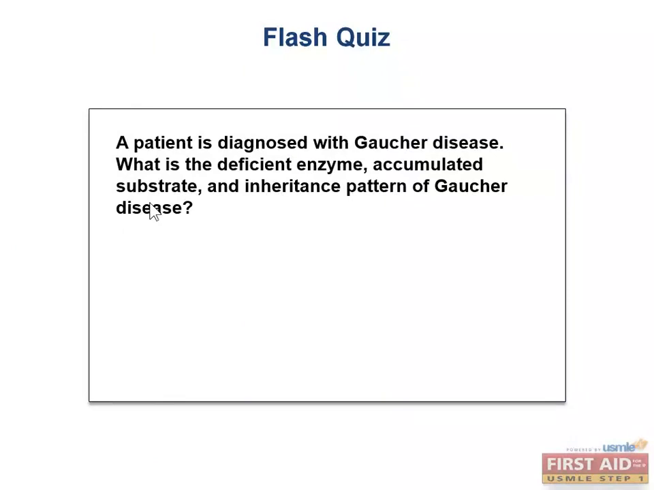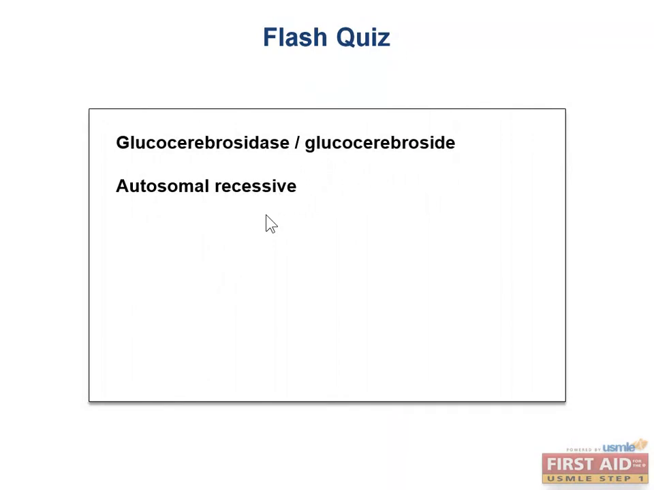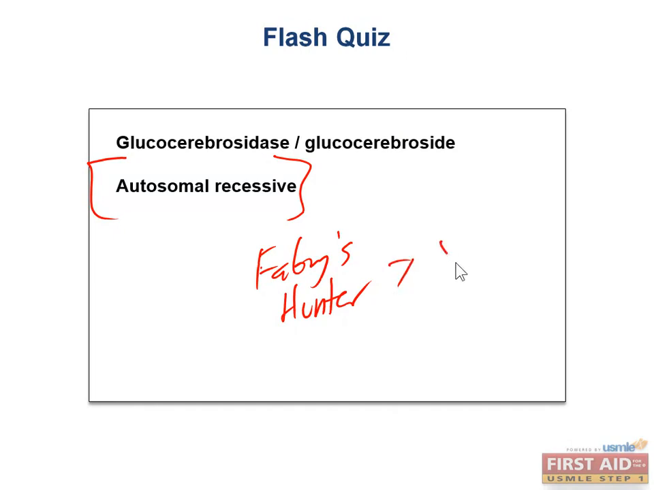A patient is diagnosed with Gaucher's disease. What is the deficient enzyme? What is the accumulated substrate? And what is the inheritance pattern of Gaucher's disease? The missing enzyme is glucocerebrosidase, which causes glucocerebroside to accumulate. Gaucher's disease, along with other lysosomal storage diseases, minus Fabry and Hunter's, are going to be autosomal recessive. So remember, Fabry's disease and Hunter are going to be your X-linked recessive. Everything else is going to be autosomal recessive.